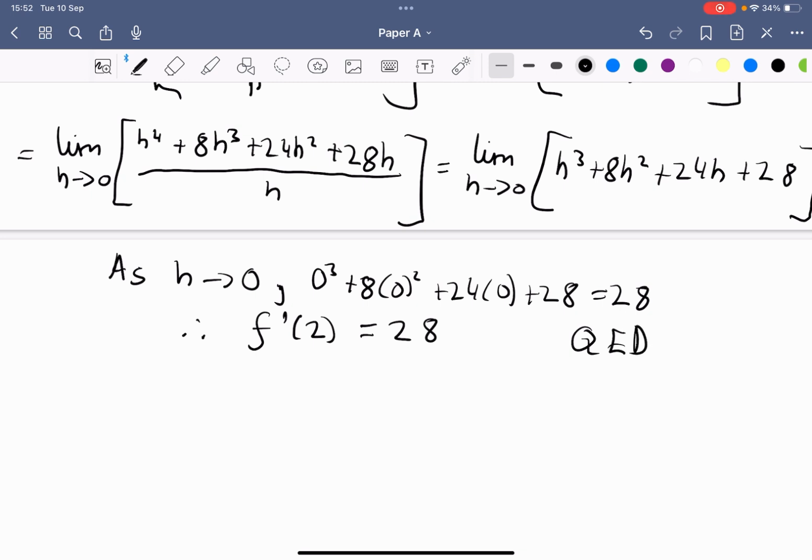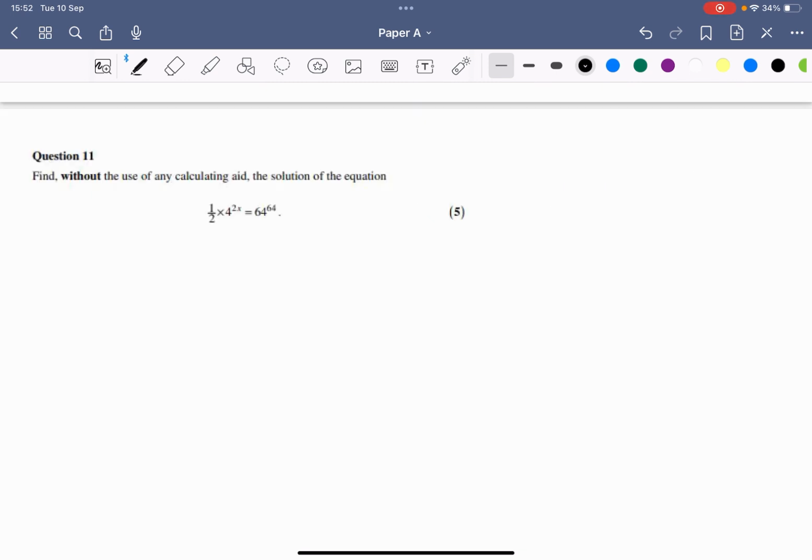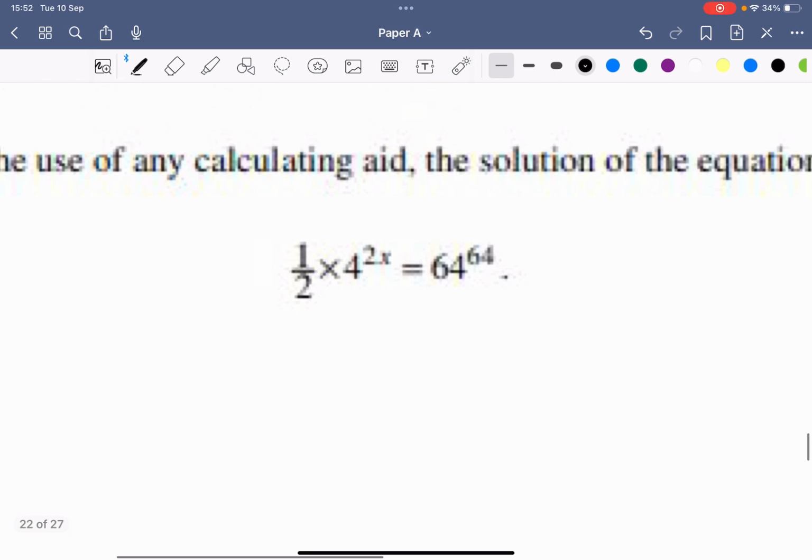Okay? Okay, so for question 11, we need to find, without the use of any calculating aid, the solution of the equation half times 4 to the power 2x equals 64 to the power of 64. Alright, now this is quite a challenging question. Now, the first thing I think of is 2, a half and 4, they're both things that I can write in terms of 2 to the power of something, and so is 64. So I'm going to do that now.